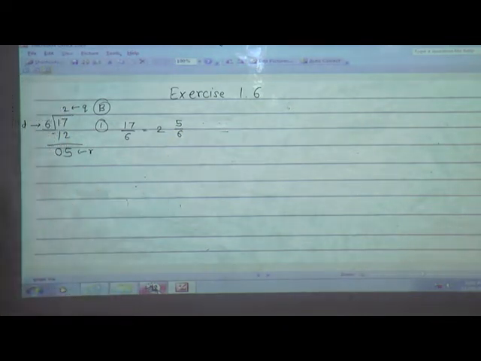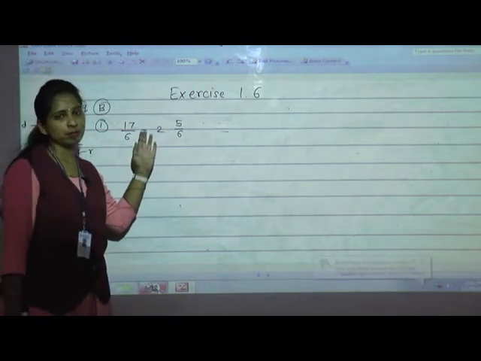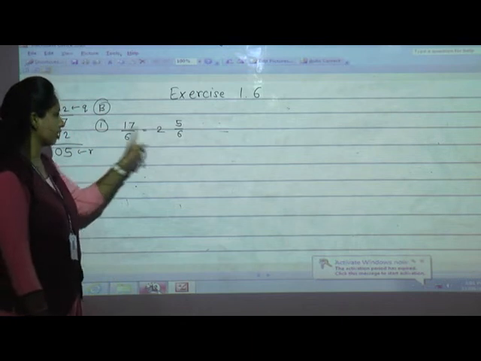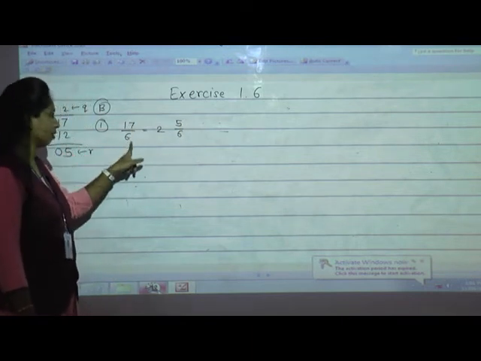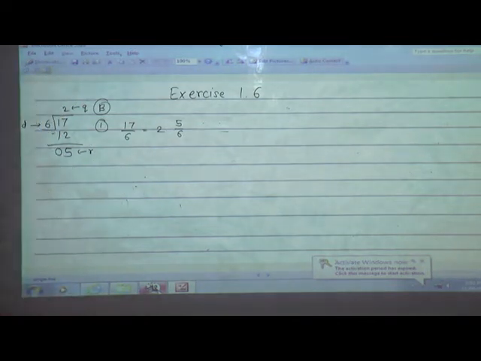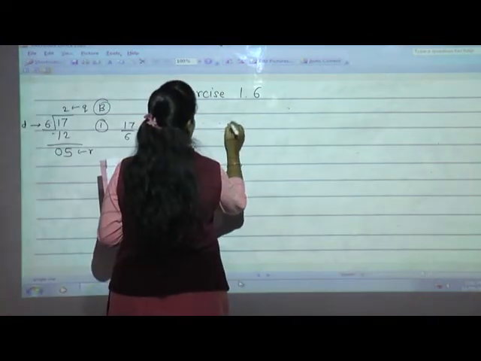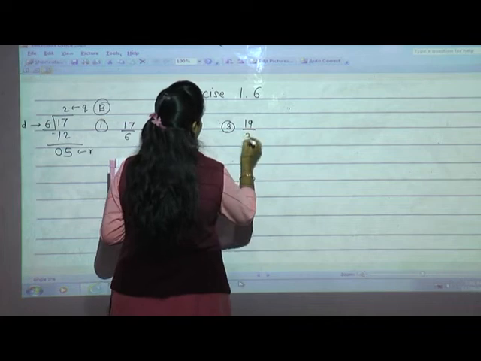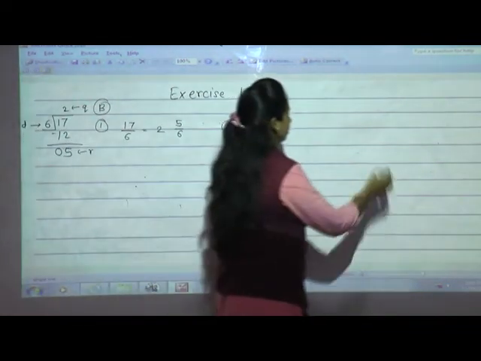How you can cross check whether this answer is correct or not? See, again you can convert the mixed fraction into improper fraction. 2 6s are 12. 12 plus 5, 17 upon 6. Our answer is correct. Now I will solve next one. Third one I will solve for you. 19 upon 3. Okay. Now I will do the rough work here.